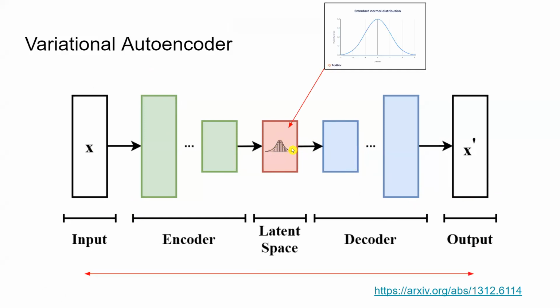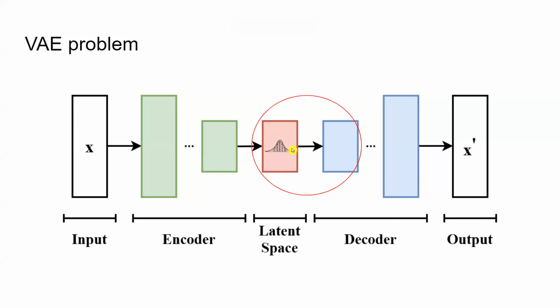There's a problem with the variational autoencoder when you do backpropagation. When you feed forward, you can take a sample from the probability distribution, but you cannot go backward. You can't go from one single sample back into a probability distribution. You can go from a probability distribution to one single sample, but you cannot go backward.